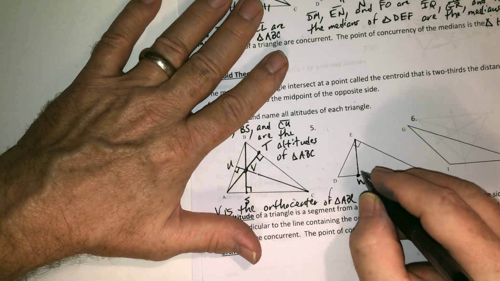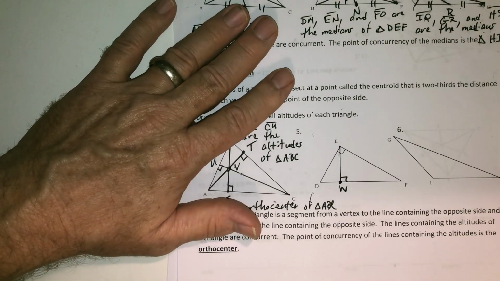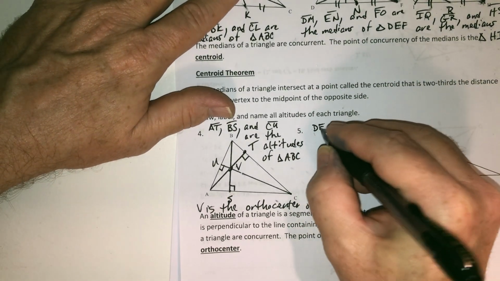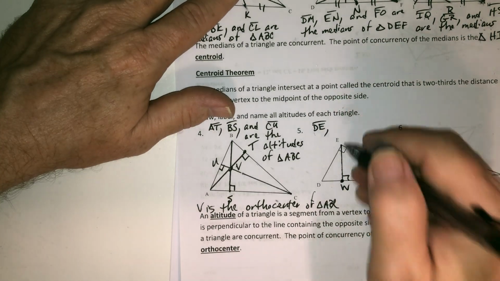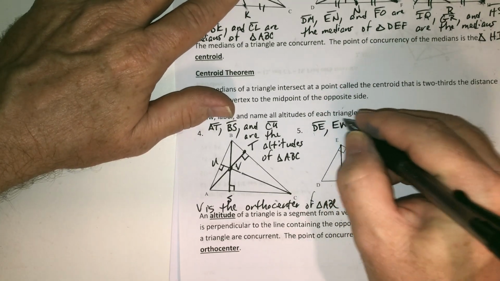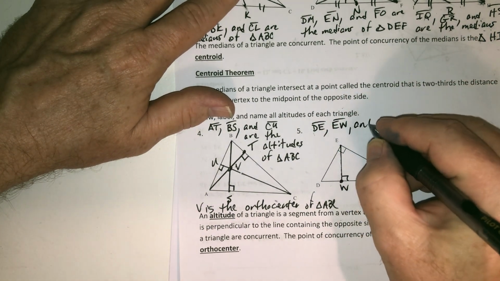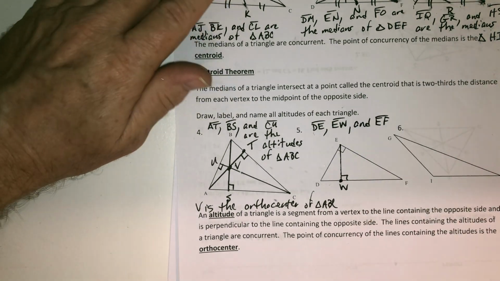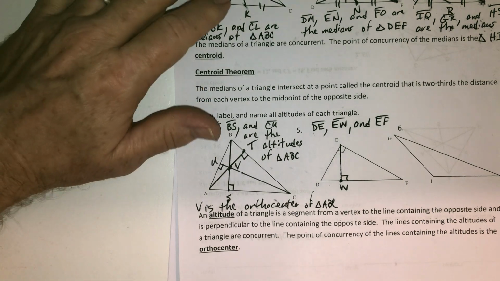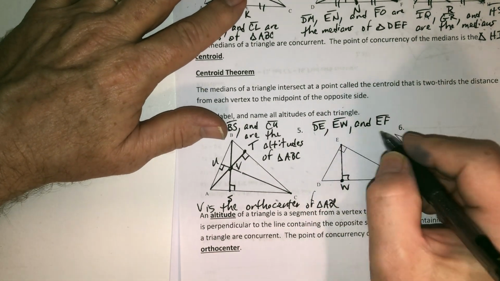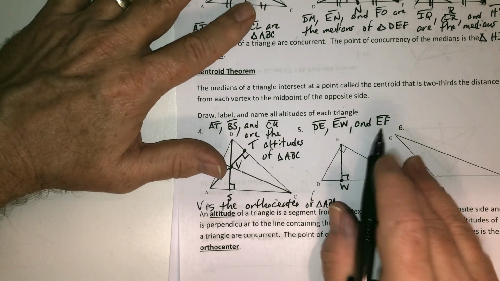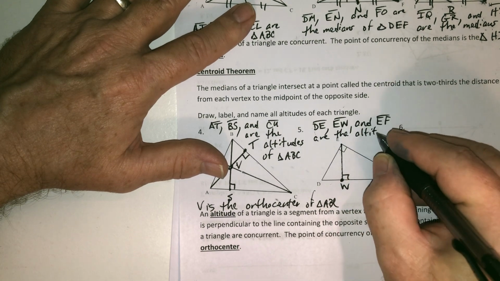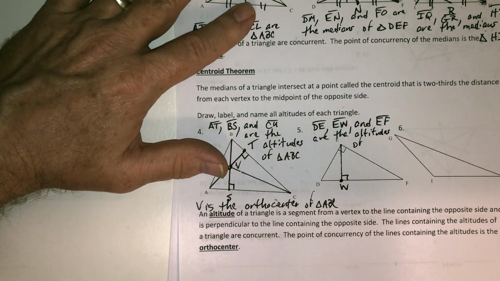Let's call that point W. There is a right angle there, or it would not be an altitude. All right, and now we can name all the altitudes. From D, we go to E, so segment DE, that's one altitude. From E, we go to W, so segment EW, and segment FE, or EF, you may say it either way, segment EF, is the altitude from vertex F. So those segment DE, segment EW, and segment EF are the altitudes of triangle DEF.